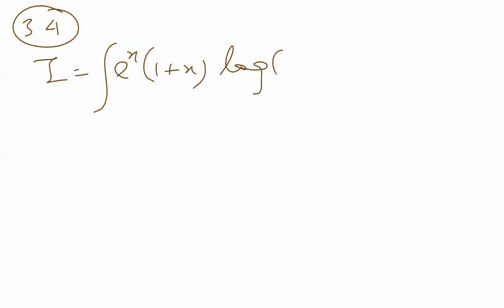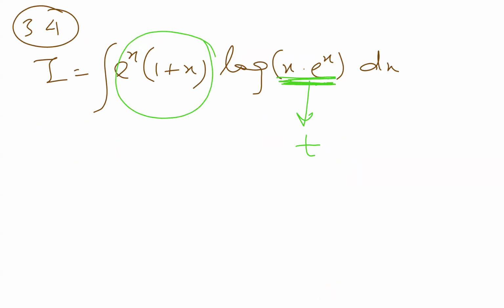34, integration of e raised to x, 1 plus x log x into e raised to x. Again, I'm giving you hint. Take this term as t because the derivative of this by UV rule will be this. So this along with dx will be dt. Okay, so you have to do those steps.